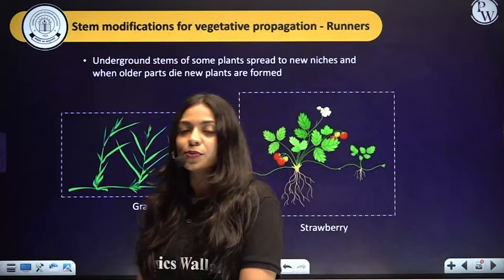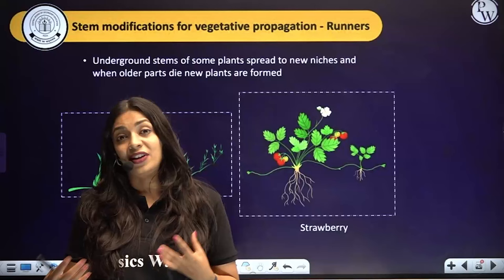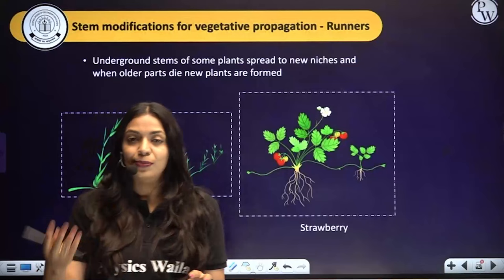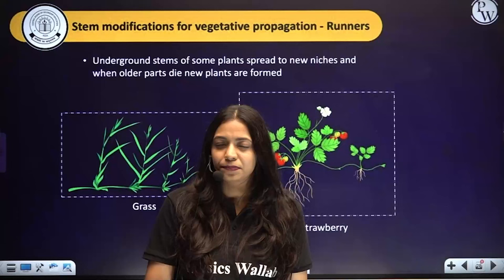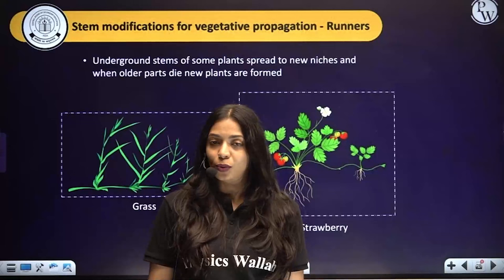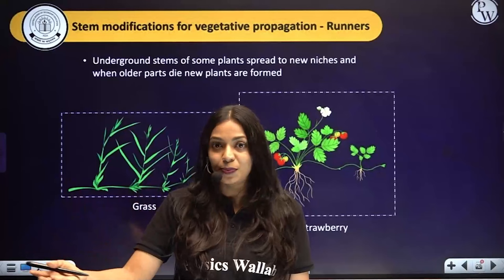Now let's move on to the next type of stem modification, where the stems are modified to perform vegetative propagation. Now what do we mean when we say vegetative propagation? You know that reproduction is when one plant gives rise to many plants, right? So sexual reproduction happens by means of seeds. You may have seen how sometimes if you like the color of a flower or if you have a garden at home, you could just buy rose cuttings. Somebody has a nice rose plant. You can ask them to give you cuttings of the stem. And by using just the stem, you can get a new plant, right?